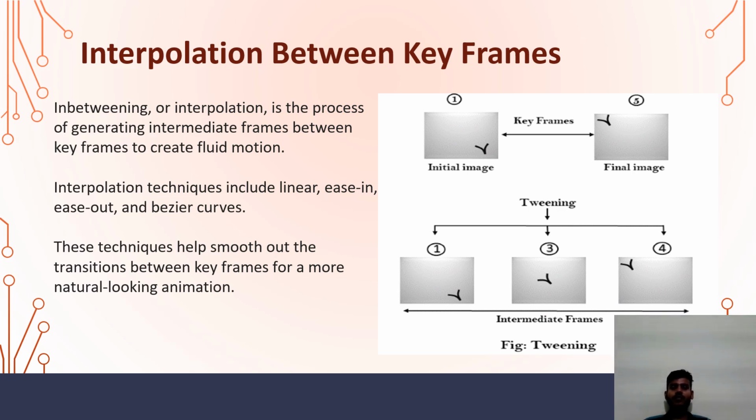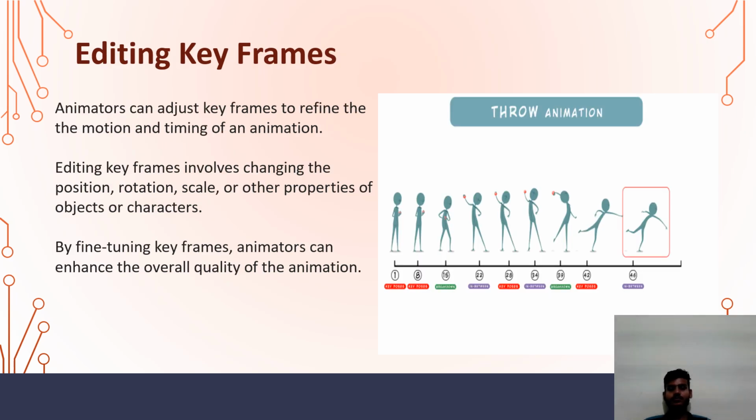Interpolation. In-betweening, or interpolation, is the process of generating intermediate frames between the keyframes to create fluid motion. Interpolation techniques include linear, ease in, ease out, and Bezier curves. These techniques help smooth out the transition between the keyframes for natural looking animation.